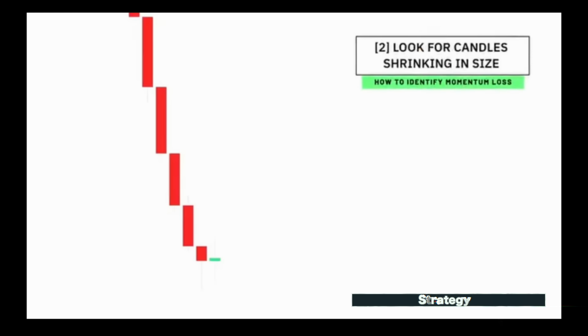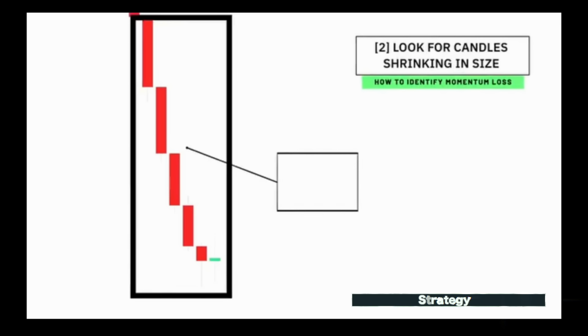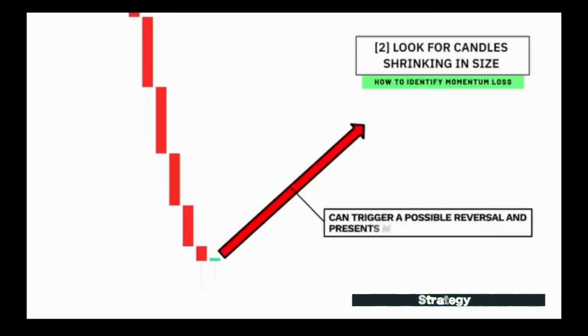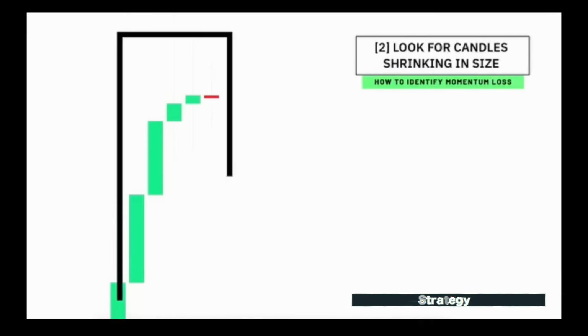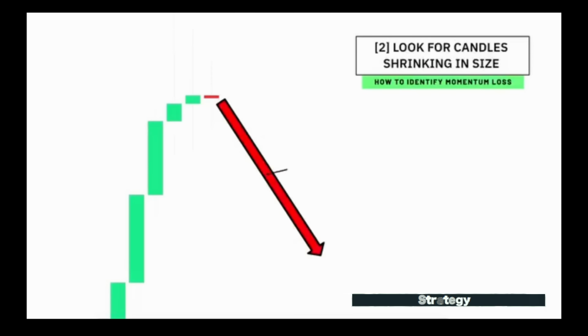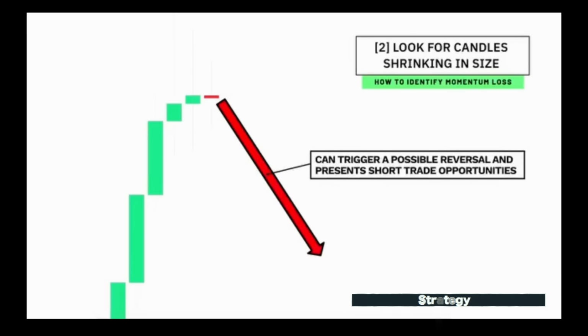The second way to identify momentum loss is to look for shrinking candles. In a downtrend, notice how you start with a big red candle and then every candle after gets smaller and smaller, which shows a loss of downwards momentum as the distance traveled per candle is less and less. This can lead to a possible reversal of price. In an uptrend, notice how you start with a big green candle, and then every candle after gets smaller and smaller, which shows a loss of upwards momentum, as the distance traveled per candle is less and less. This can lead to a possible reversal of price.